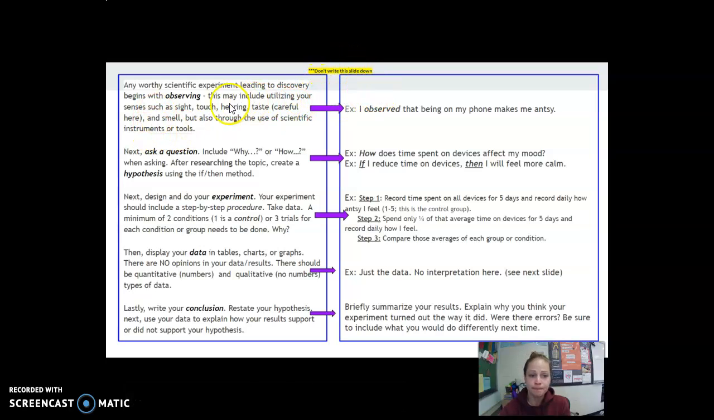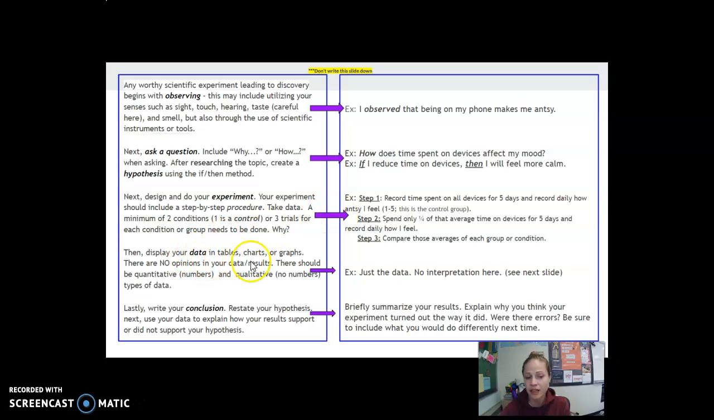Okay? Any worthy scientific experiment starts with an observation. And here's an example of that. I observed that being on my phone makes me antsy. Next, ask your question. Include a why or a how. How does time spent on devices affect my mood? Come up with, after researching, hypothesis time. If I reduce time on my devices, then I will feel more calm. So if, then, that cause and effect, we're going to try to predict what we think might happen. Next, design your experiment. This needs to be step by step. Okay, you need to take data.